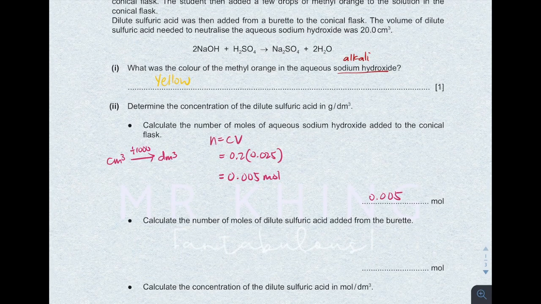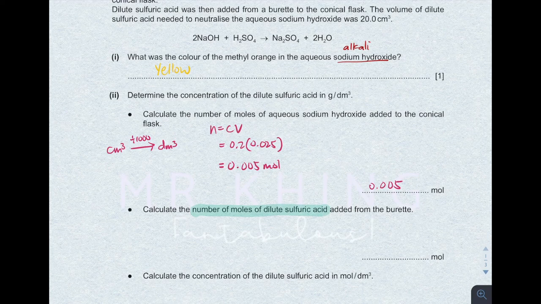Very easy. Okay, next, calculate the numbers of moles of sulfuric acid added into the burette. So you see, moles of sulfuric acid. So in this case, you have to refer to the chemical equation given to you. Remember, you can always compare the moles by comparing the ratio. Ratio, so-called the numbers that you use to balance the equation. All right, look at the chemical equation. The ratio between sodium hydroxide and sulfuric acid is 2 to 1. And we know that the moles of sodium hydroxide is 0.005 mole.